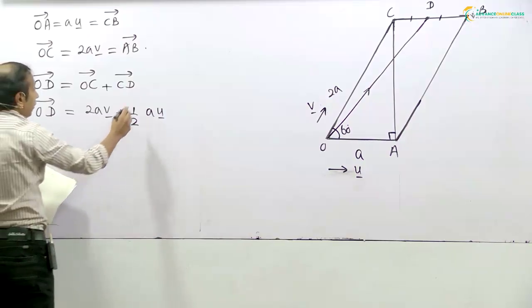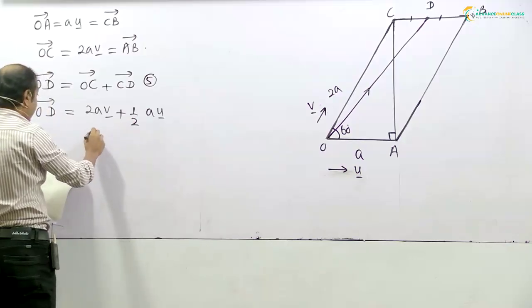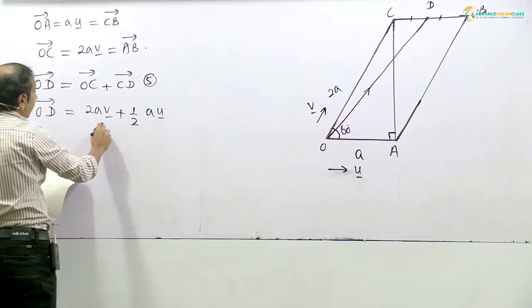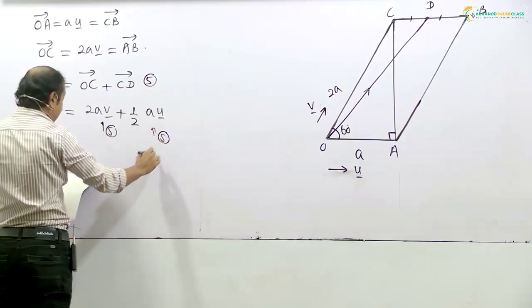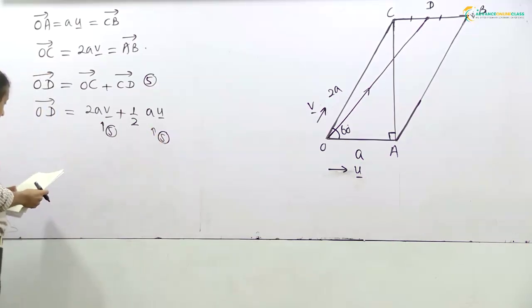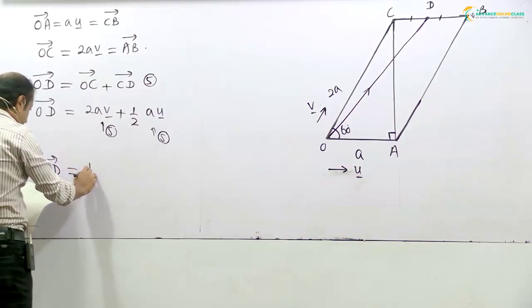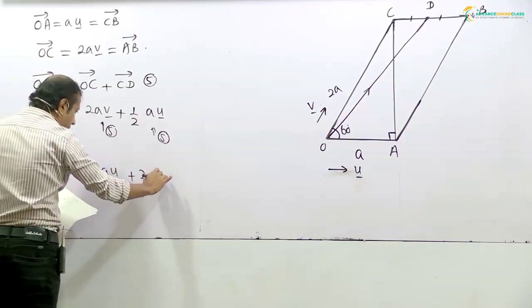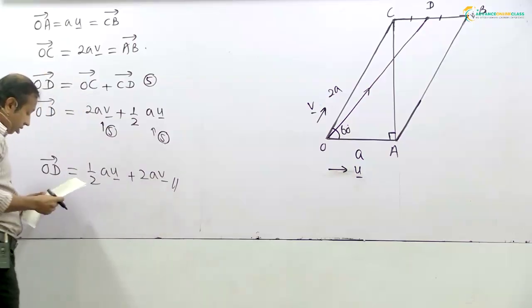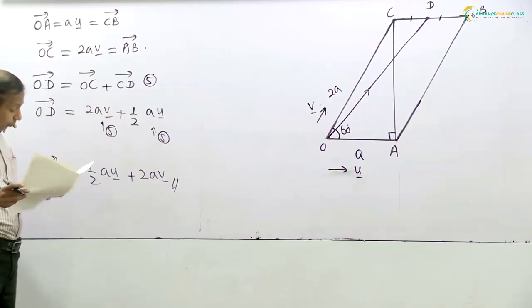Okay. For this, 5 marks. Right. This is 5 marks. Then OD, we get half aU plus 2aV. Next part.